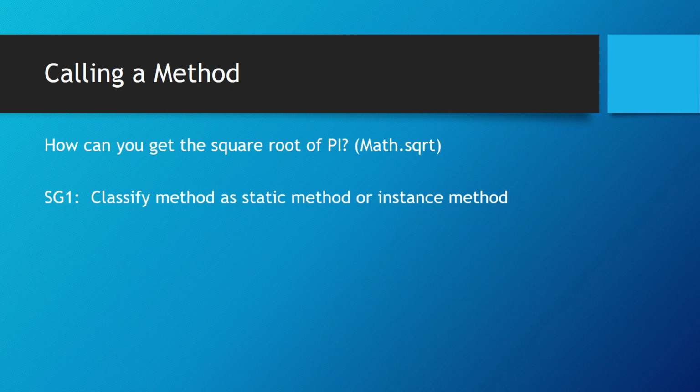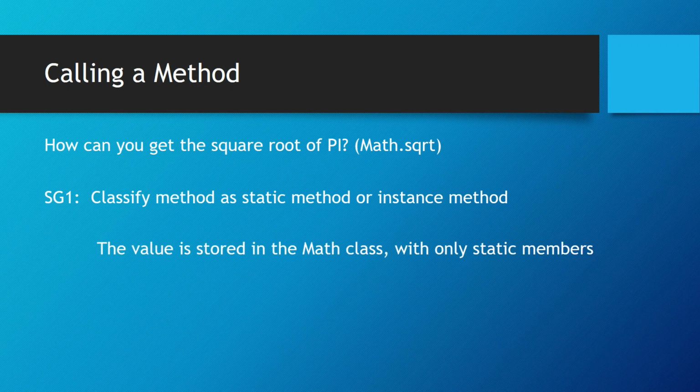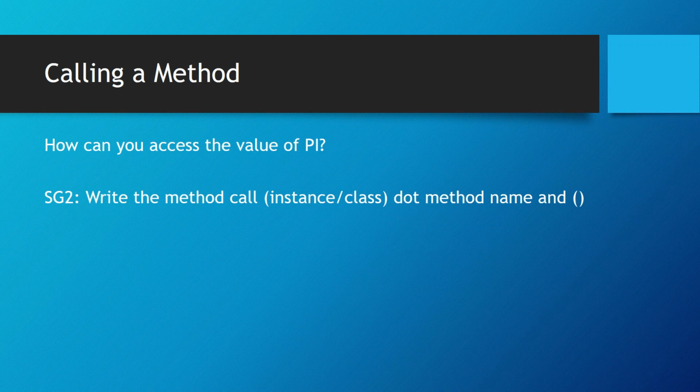As previously mentioned, the math class only has static members, so for subgoal 1, we classify the method as static. For subgoal 2, we write the method call. We use the class name, math, followed by a dot, followed by the method name, followed by open and close parentheses. The square root method is called sqrt, so we have math.sqrt with the open and close parentheses.